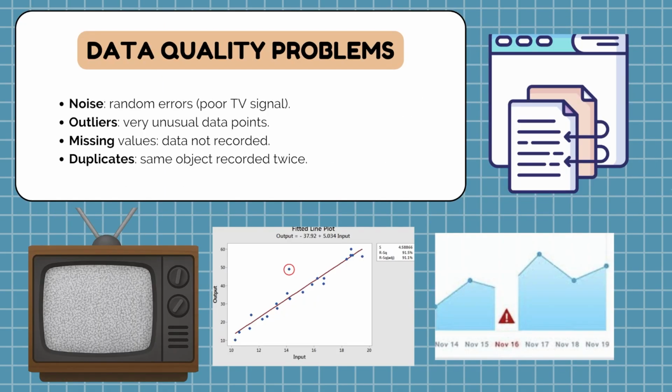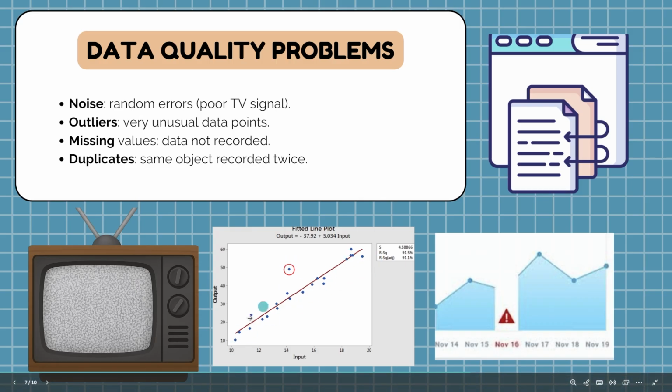Moving to data quality problems, real-world data is almost never clean. Some common problems are noise, outliers, missing values, and duplicates. Going into noise, these are random errors in the data, for example, the TV signal being poor, making the image quality degrade. For outliers, these are data points that are unusual compared to the rest of the graph itself, as you can see in the second image.